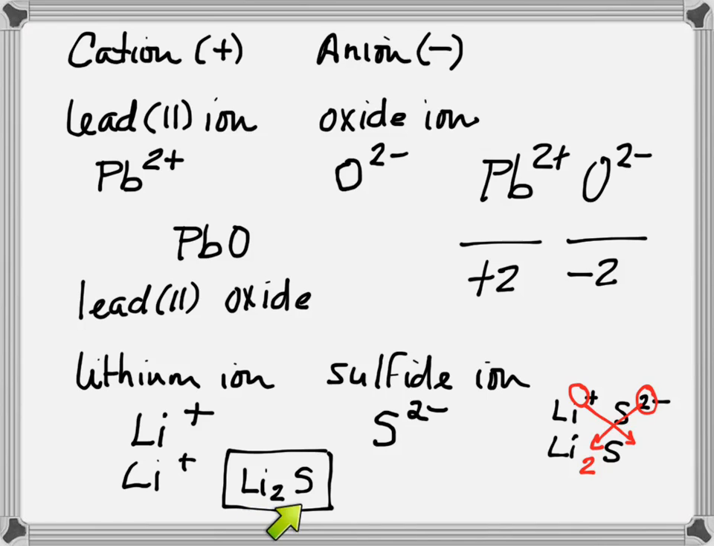The thing is, these subscripts need to be in the lowest ratio. If we had 4 lithiums and 2 sulfurs, their charges would add up to 0, but it's not the lowest ratio, and so that would not be considered correct. That's a kind of a smallish point that we'll go over more in lecture. Any questions before I go to another slide and make more room here?